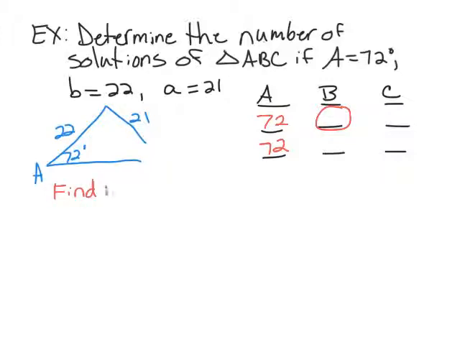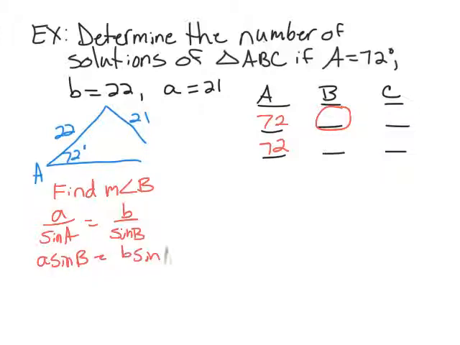Find the measure of angle B. And we use law of sines for that. So basically, a over the sine of A is equal to b over the sine of B. Now if I were to cross multiply, I would have a sine of B is equal to b sine of A.